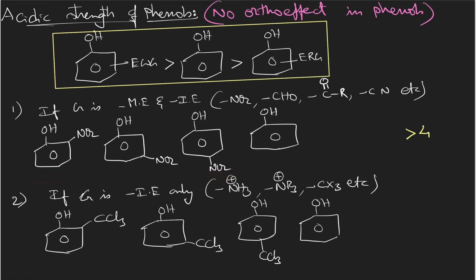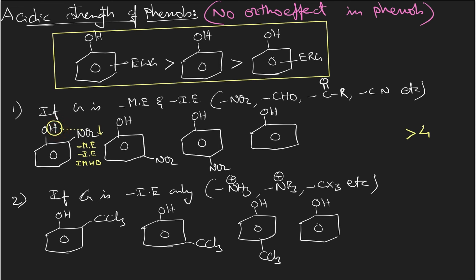In first compound, very interesting point, there will be hydrogen bonding between OH hydrogen and NO2 oxygen. Therefore, release of this H plus ion will become slower. This will decrease the acidic strength. Maybe it is a negative mesomeric effect group and negative inductive effect group, but along with that intramolecular hydrogen bonding is there, which will decrease the acidic strength here.